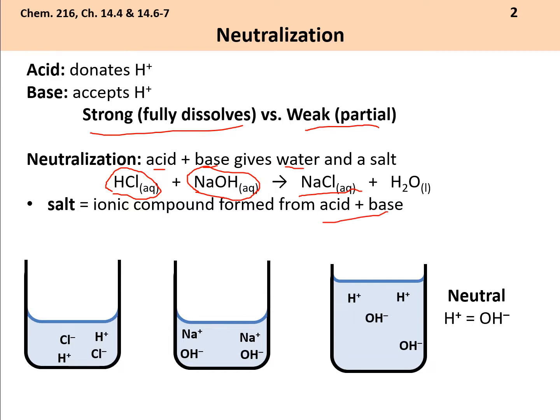Okay, so for instance, here's my HCl. It fully dissociates. Here's my NaOH. It fully dissociates. When they come together, I get my H plus OH minus. And what's going to happen? These are going to form H2O. All right. So we call something neutral if we have equal amounts of H plus and OH minus.